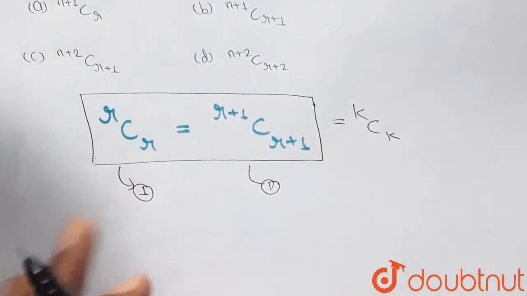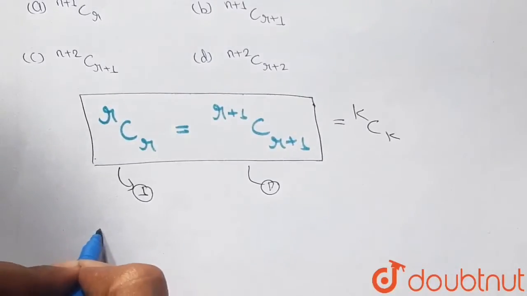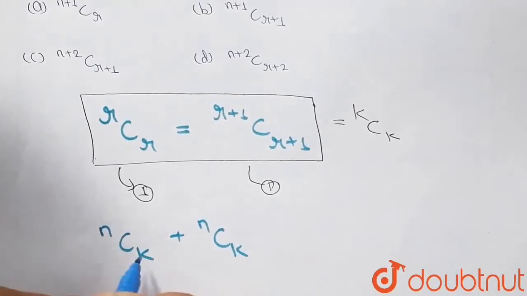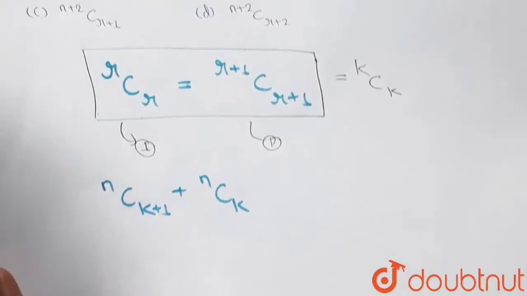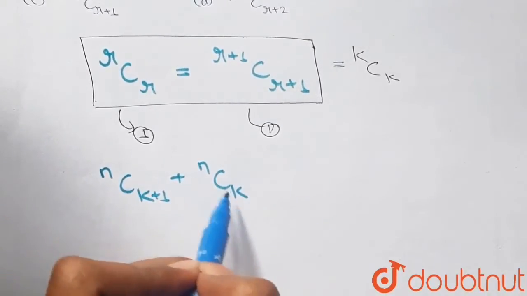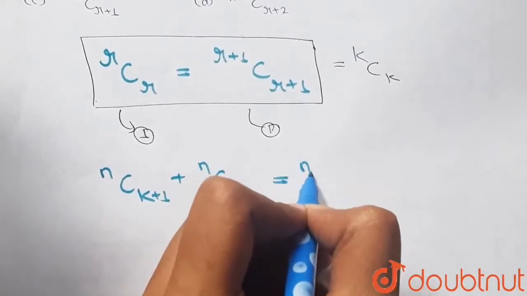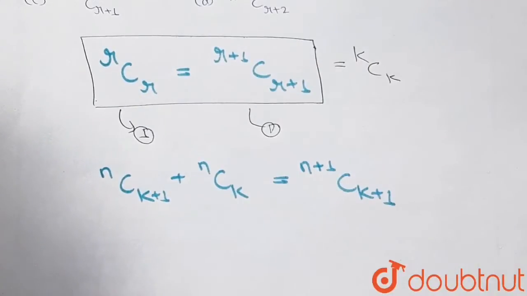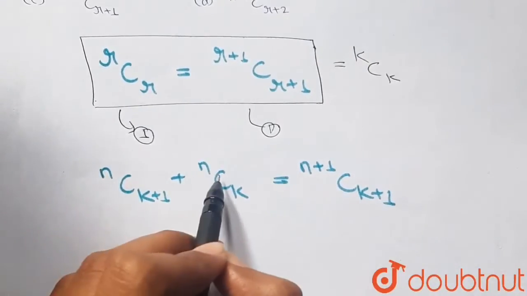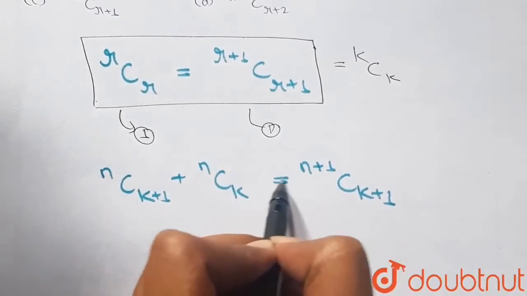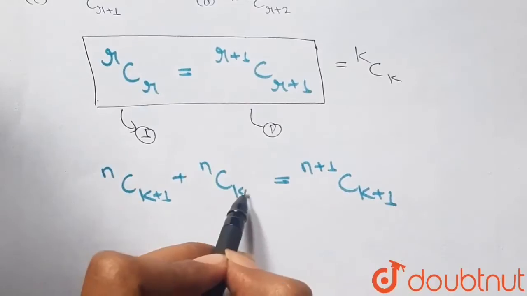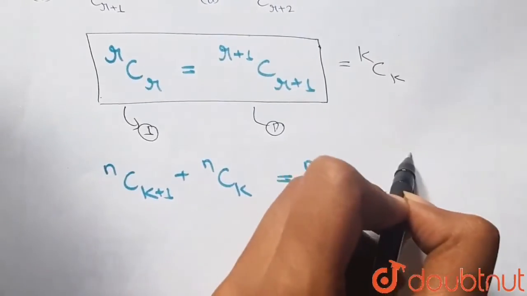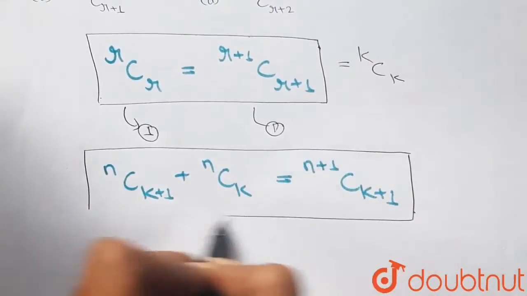And the second thing is, suppose you have nC(k+1) plus nCk. Then you can write this as (n+1)C(k+1). What I did is, if you have this n and n same, then on the RHS it will become n+1, and among k and k+1, the bigger value, that is k+1, will be taken. So these are the two important identities of P and C which we will use here.